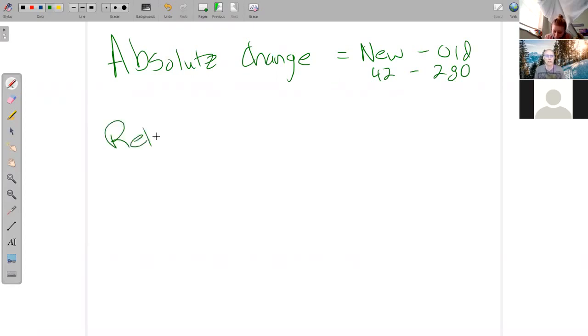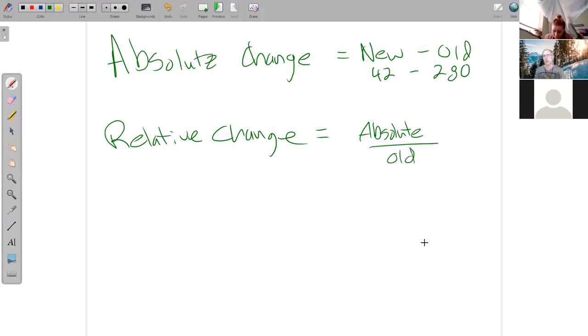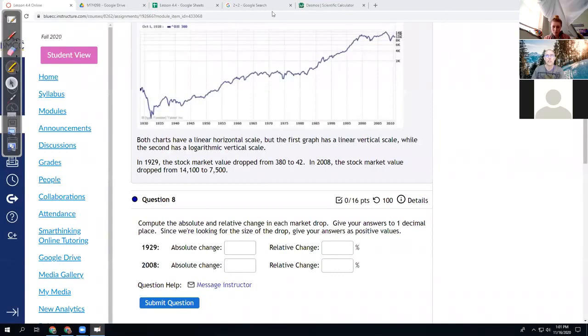Relative change is a percent change, as we sometimes call it. Relative change is the absolute change divided by the old amount, whatever that was. So we have to find this difference right here, and then take that difference and divide by the old amount, which was it 280 or 380? Did I write that wrong? It is 380. I miswrote that.